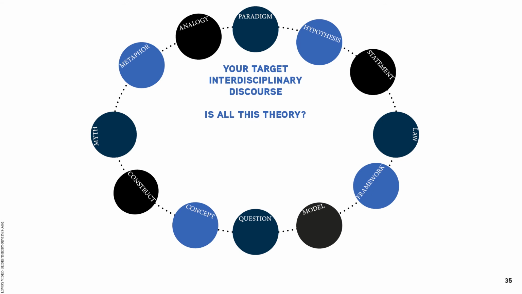Okay, so we've gone through these major artifacts of theory. So we have the question, concept, construct, myth, metaphor, analogy, paradigm, hypothesis, statement, law, framework, model. So is this all together our theory if we put all of this in one blob?